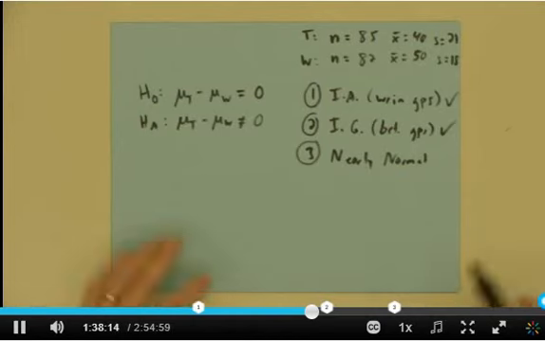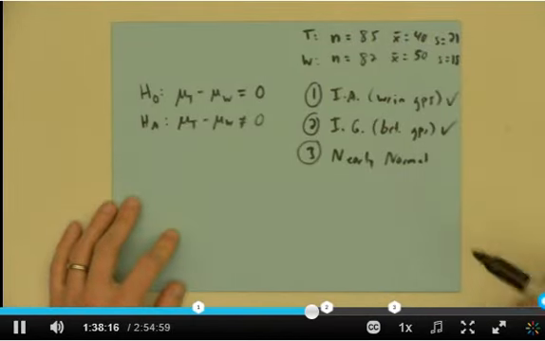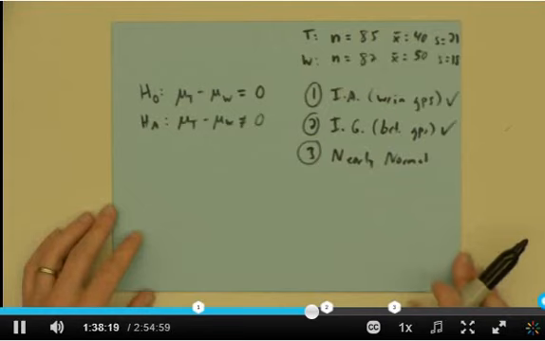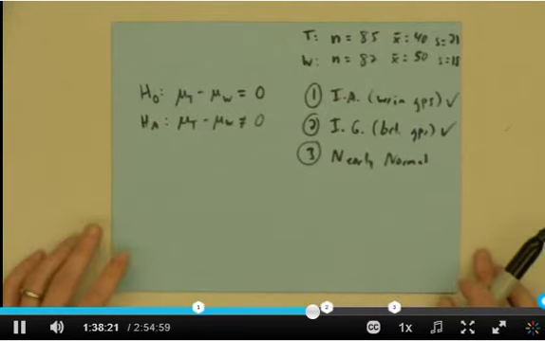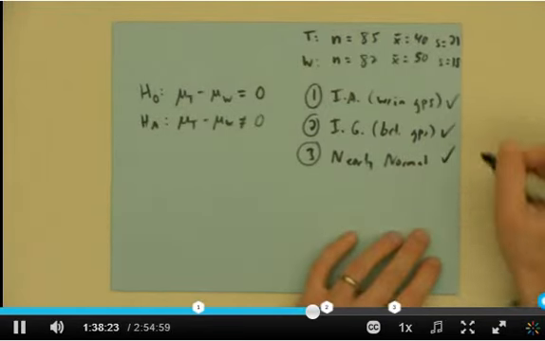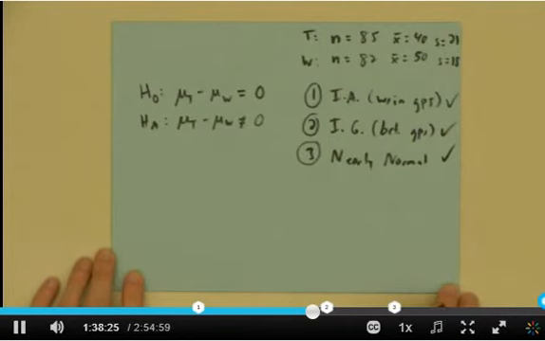Okay. On the other hand, I have well more than 30 in each group, and so the central limit theorem here tells me that I'd expect the sampling distribution to be nearly normal, and so I think I can conclude that in this case.